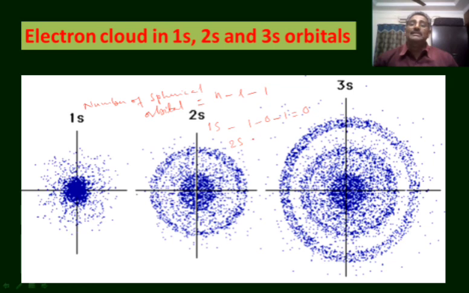For 2s orbital, n is equal to 2, and for s orbital, L value is 0, minus 1, that is equal to 1. For 3s orbital, it will be 3 minus 0 minus 1, that is equal to 2. Then how many spherical nodes will be there in 5s orbital? 5s orbital contains 5 minus 0 minus 1, that is equal to 4 spherical nodes.